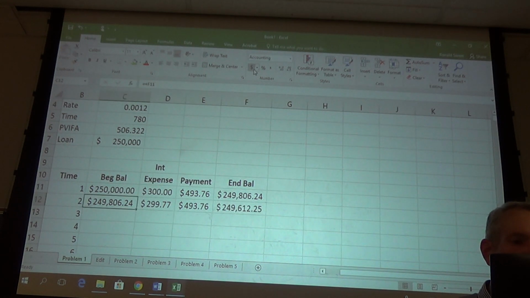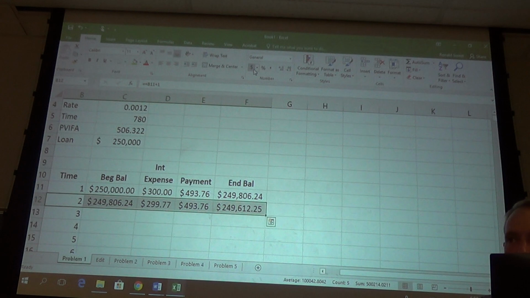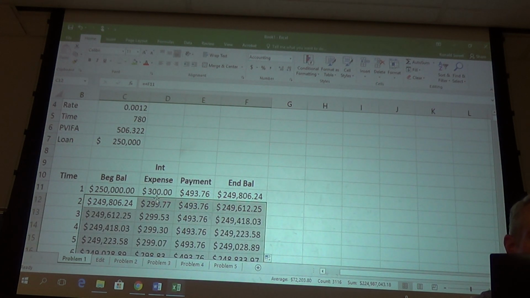And then what can you do? You highlight those 4 cells. Don't highlight all 5 of them. You know how Bill Gates is. If you highlight all of them, he won't let you copy down. You have to highlight what you want copied down. And you copy that down.